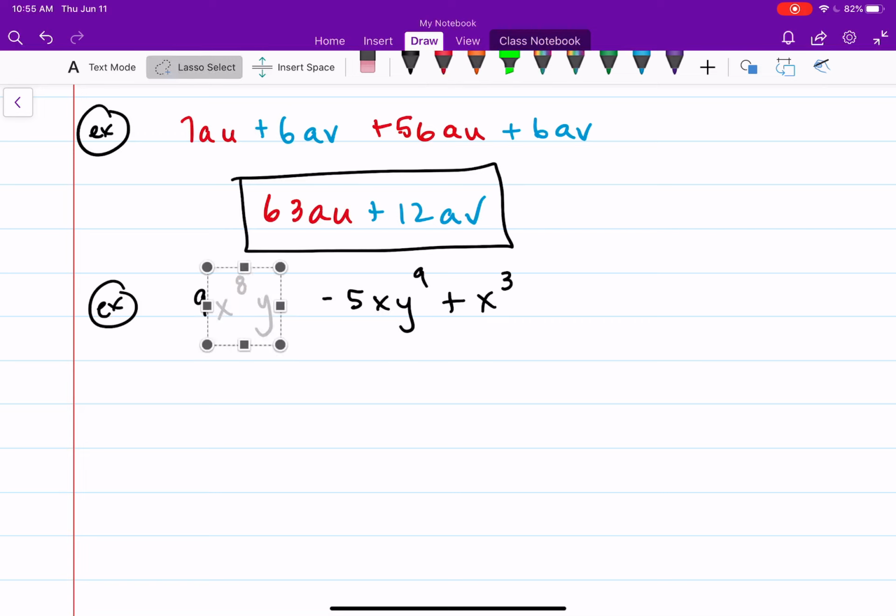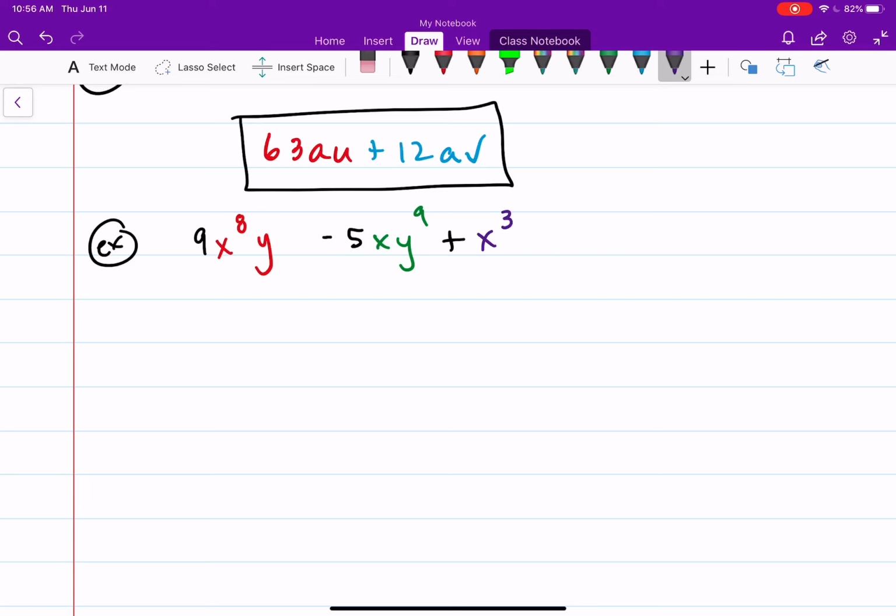So let's see if there are any terms that have x y to the 9th. Nope, no other terms that are x y to the 9th. So I can only combine the one that has x y to the 9th. Then I can look at this one here. Is there any one that has just x cubed? The answer is no, and it can only be x cubed. You can't say it's an x cubed y and one just an x cubed, so I can combine. You can't. If this says x cubed y, the rest of it has to be x cubed y as well. So this has no like terms. Therefore my answer is going to be 9x to the 8th y minus 5x y to the 9th plus x cubed.